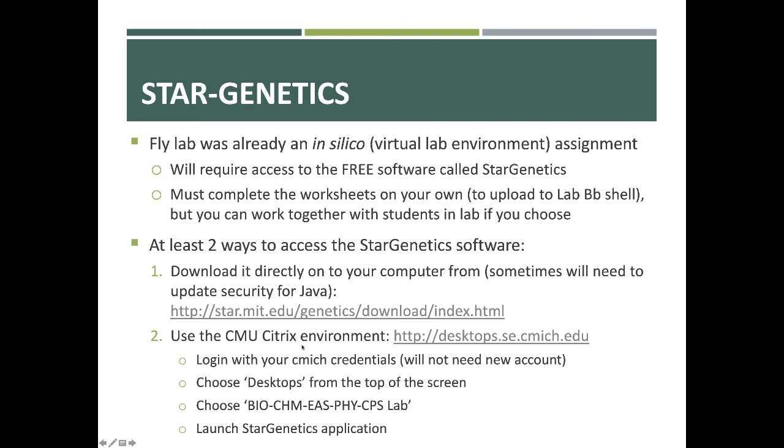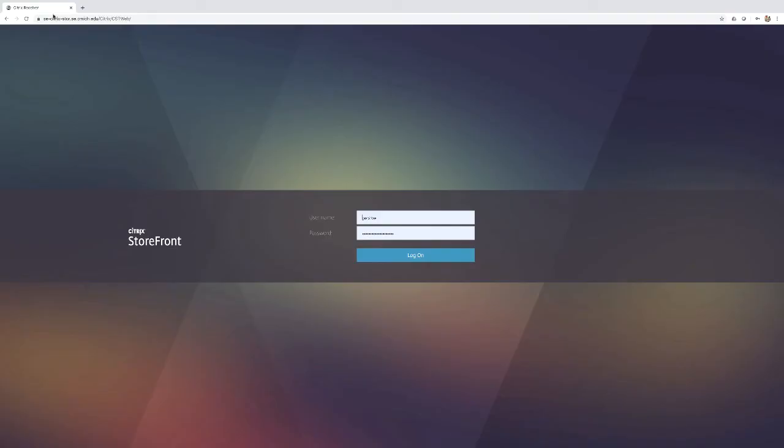You can use the CMU Citrix environment, and what you'll do is you'll go to this website and you'll follow these instructions. What I wanted to do though is go through this with you because the first time I did this, it wasn't as clear as I had thought these instructions were. So let me go to this website here and then let's follow these instructions. Okay, so here's that website, and when you enter that website here, it'll take you to the Citrix storefront. Just put in your username with your password. It's the same password you use when you log into any of your CMU accounts.